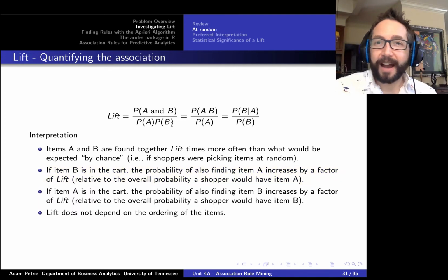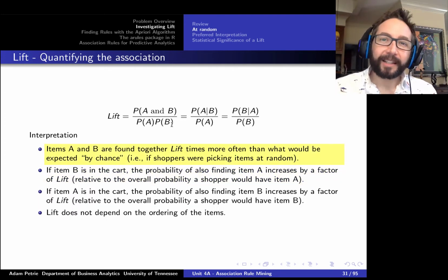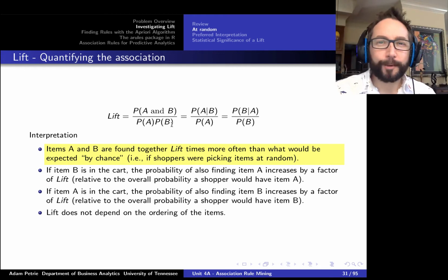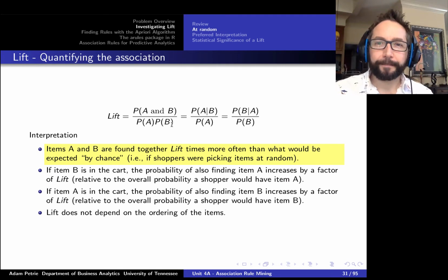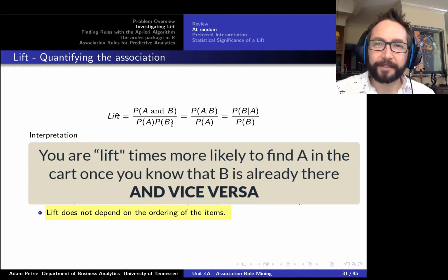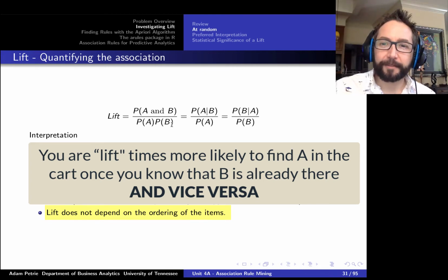Or you can say that items A and B are appearing lift times more likely than we would expect if shoppers were purely picking items at random. So from chance alone here. And one important thing to note is that lift doesn't depend on the ordering of the items. If I think of the rule if A then B versus if B then A, those are both going to have the same lift. Mathematically, we can see that that works out.